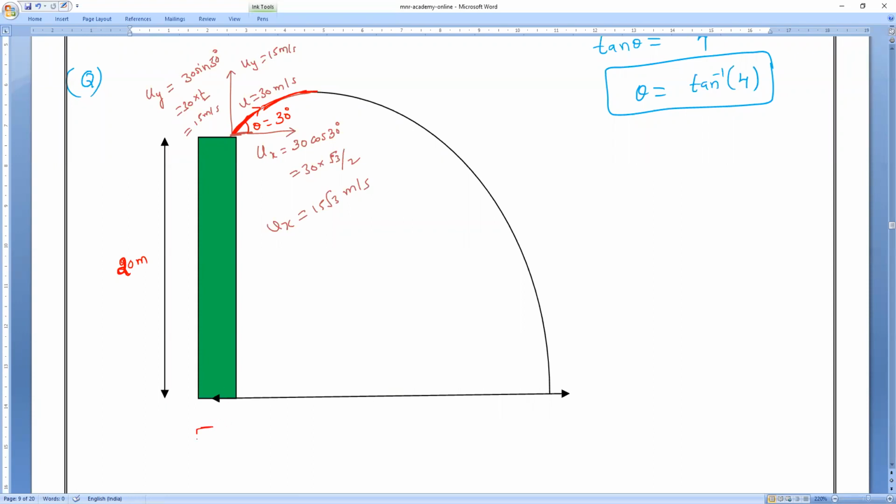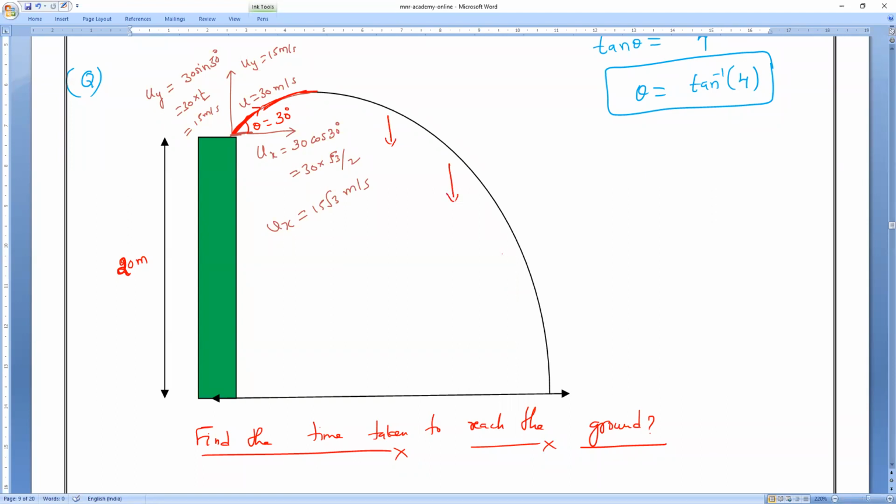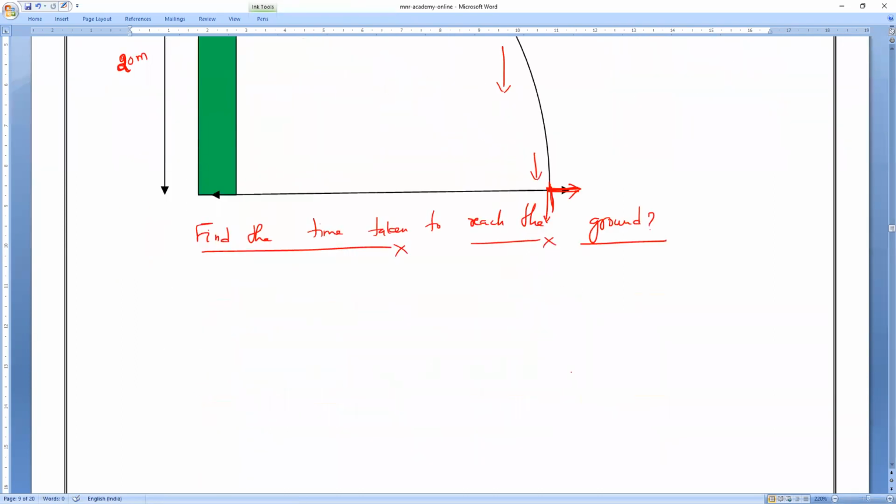Now, first one. Find the time taken to reach the ground. Any problem? Anybody can ask. So we only have to consider which direction, Y direction or X direction? Y direction. So finally it has been like this, and this is the Y direction and this is the X direction. Okay, understand? Everybody clear?